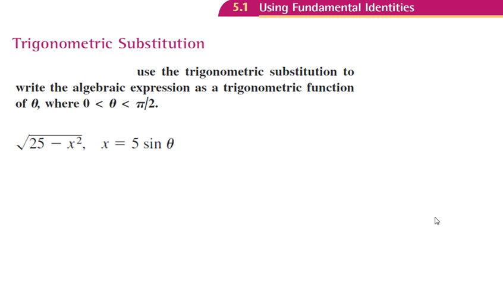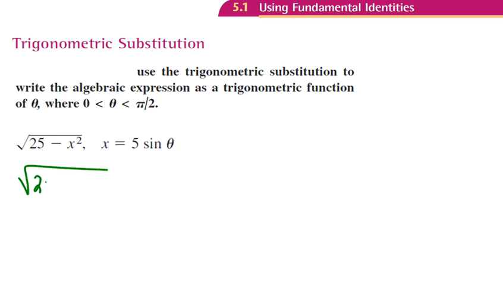So we're going to use trigonometric substitution to write an algebraic expression as a trigonometric function of theta. Okay, and we're in the first quadrant here. So if we're given this function of x, we want to substitute x for 5 sine of theta, and our goal is to write our expression as a trigonometric function in terms of theta. Okay, so let's go ahead and first substitute x for 5 sine of theta.